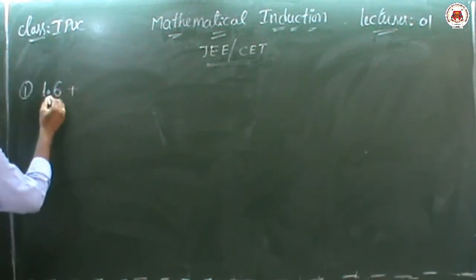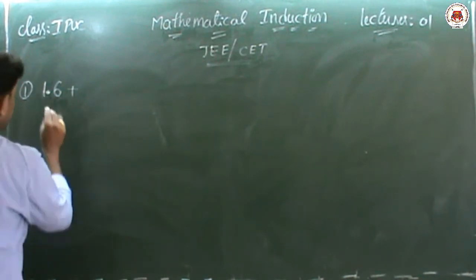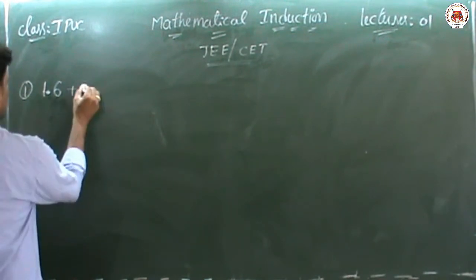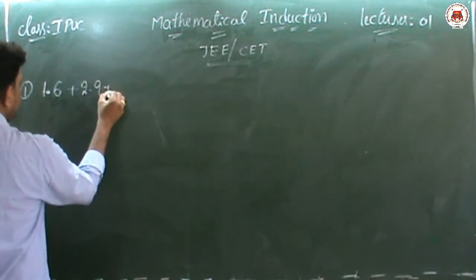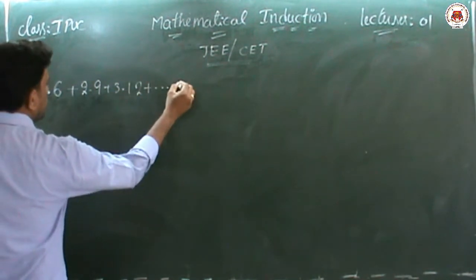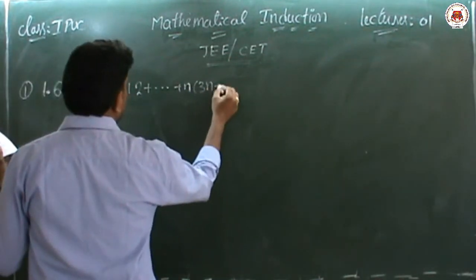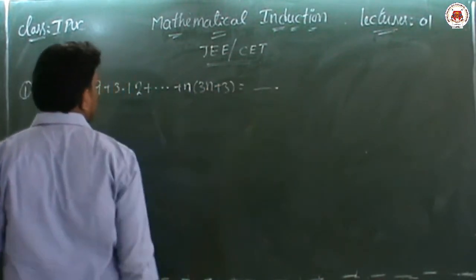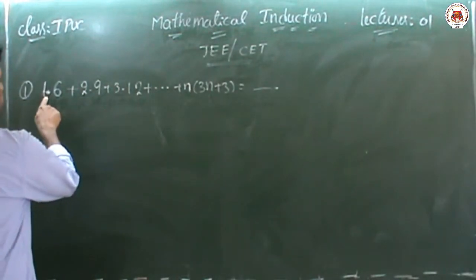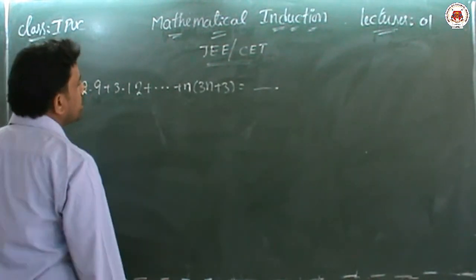So I am going to write the first question. This is not 1.6, this is 1 into 6. Next one, 2 into 9. Next one is 3 into 12, plus up to so on, n into 3n plus 3, equal to. This is the first question, students.